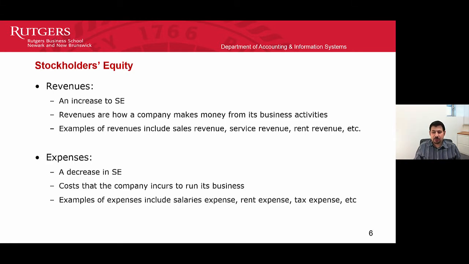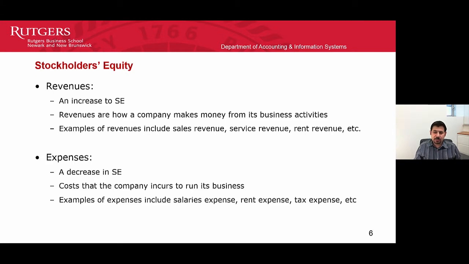So you could have, for example, if you're a landlord and you're renting an office, that could be rent revenue. If you provide legal services, that could be service revenue. If you sell TVs, that would be sales revenue. Banks would also have interest revenue.